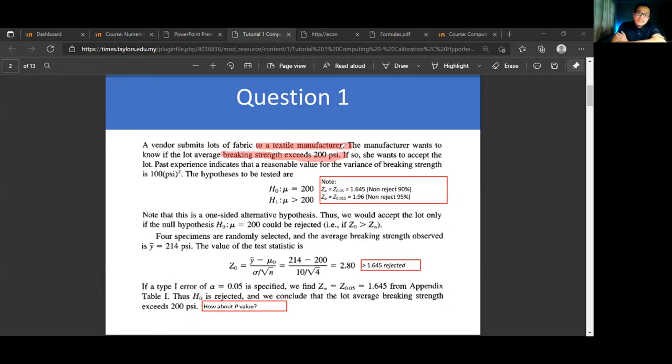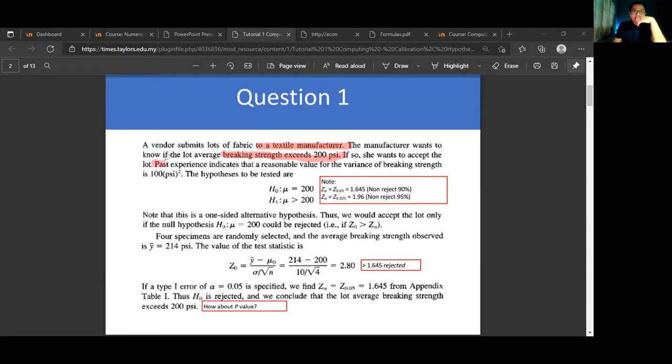So the requirement is exceeding 200 psi, right? If it exceeds 200 psi, she will accept the fabric that is sent to the company. If it's not, then she will reject it and maybe return it and ask them to send a new one.